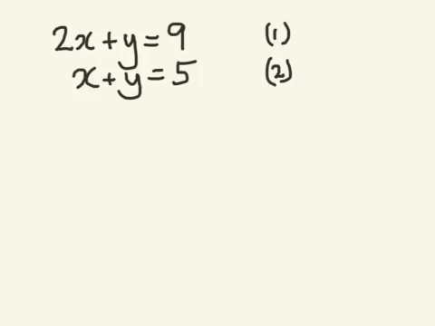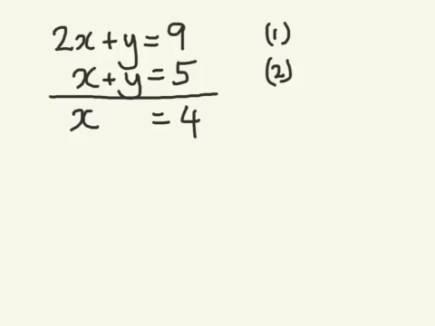And in this case we have both equations with a plus y. So we've got 2x plus y and x plus y. The first thing to do in this case is to subtract equation 2 away from equation 1. Now if I have 2x and I subtract x, that just leaves me with an x by itself. And if I have y, subtract y, it comes to 0, so the y's disappear. And 9 take away 5 is 4. So the first thing I have is I know that x equals 4.